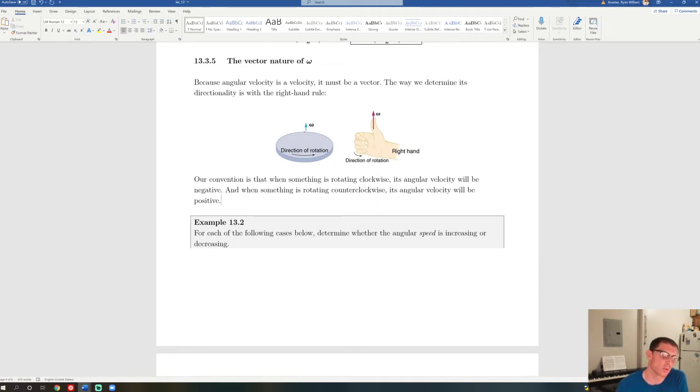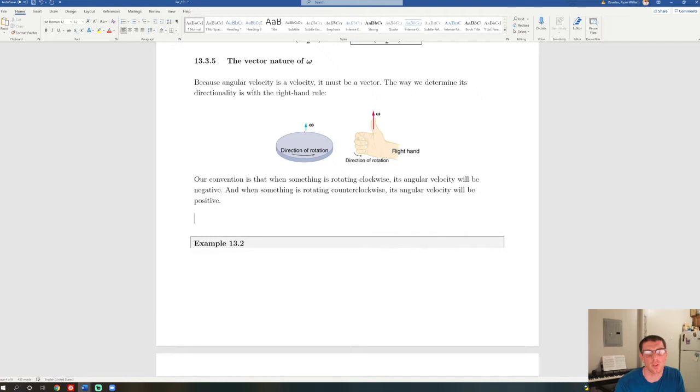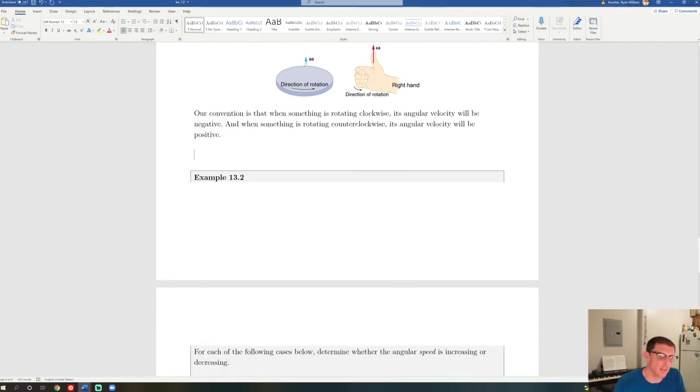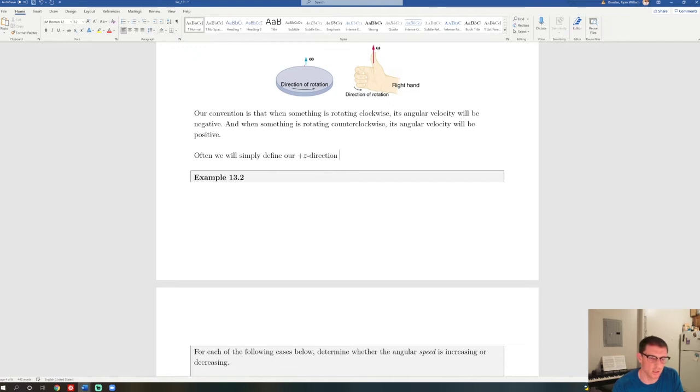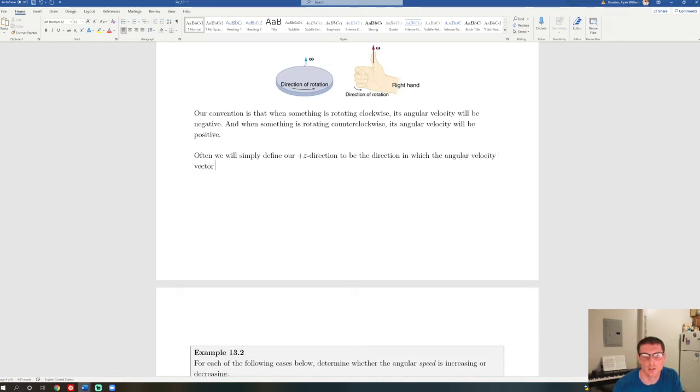And if it was moving to the right, say along the x-axis, its velocity was positive something. It's the exact same thing, right? And so this is a little bit of math here that's not super important, but I do feel like I should say it. Often we will simply define our positive z direction to be the direction in which the angular velocity vector is pointing.